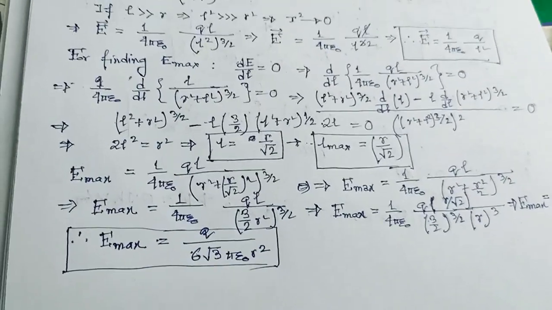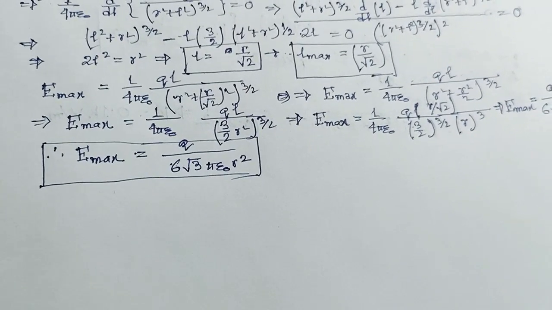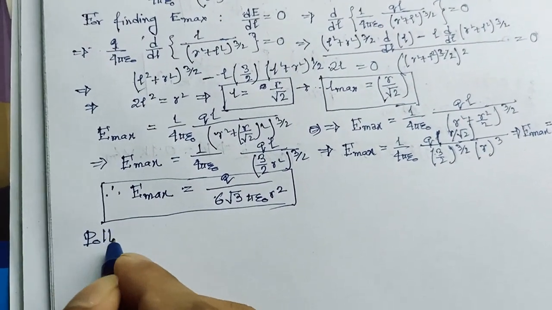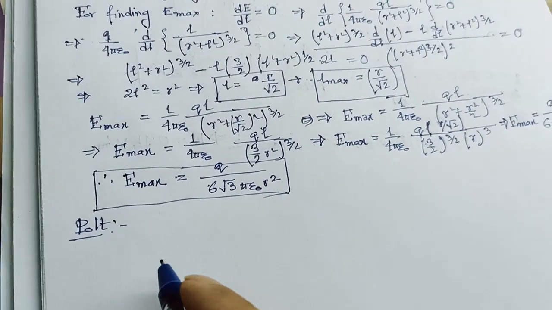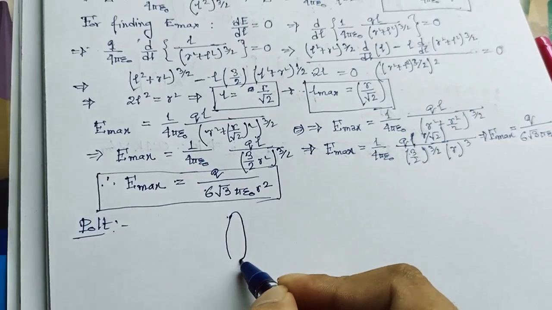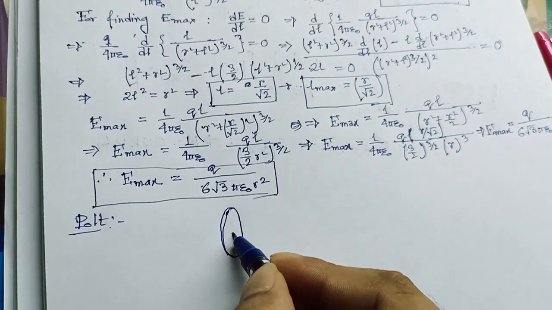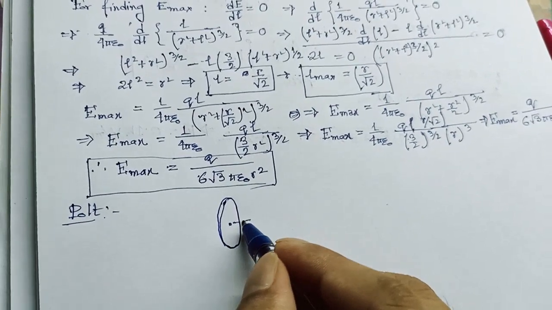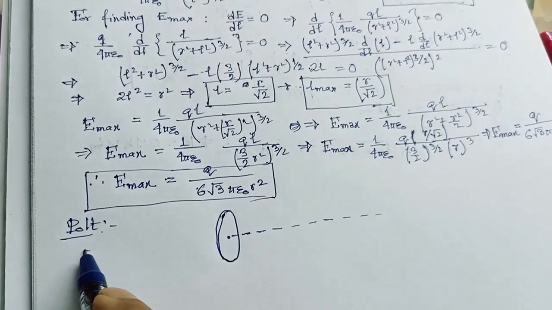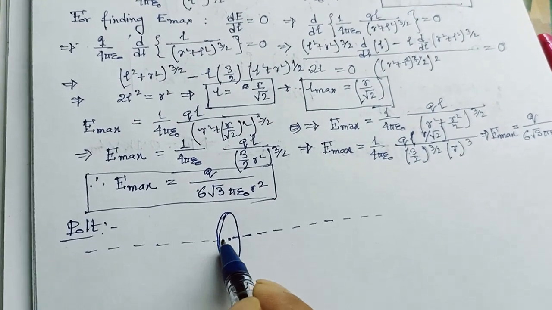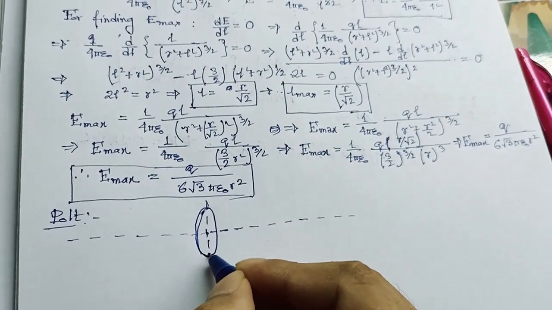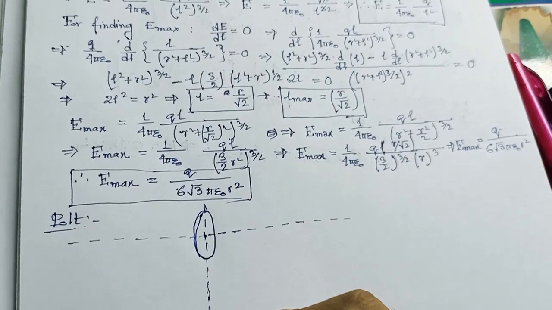Now in the third question, we have to draw an approximate plot of the function. So for plotting this function, we have to take a ring. This is our ring. This is the center of the ring, and we have to draw an axis or a line through the center of the ring. So this is the axis of the ring, and we have to draw its corresponding variation of E maximum.